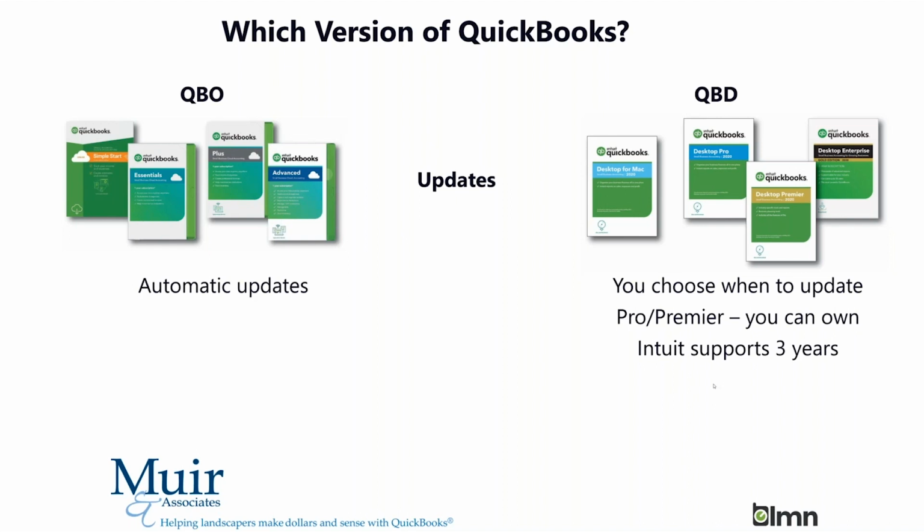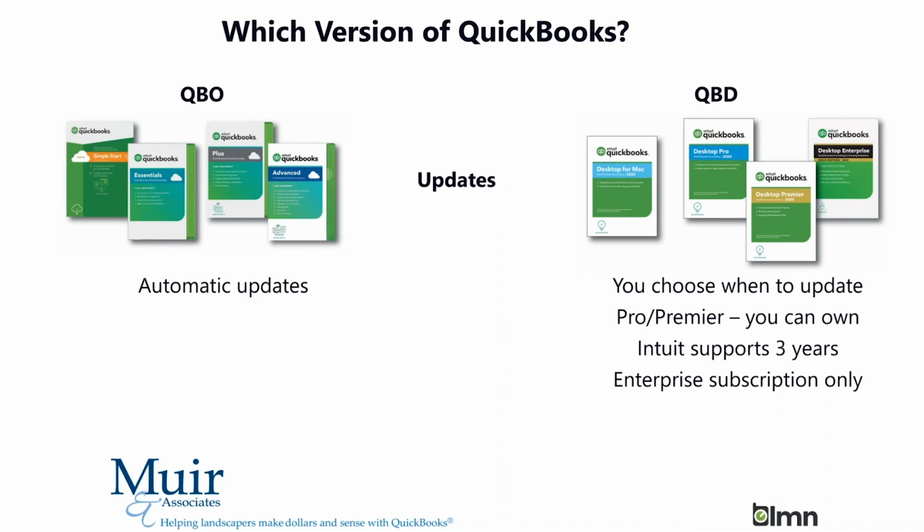So as I mentioned earlier, 2017 is going to be sunset the end of May. So things like payroll, credit card processing, emailing invoices, and downloading bank transactions will no longer work. So again, you'll want to do something before you get busy.